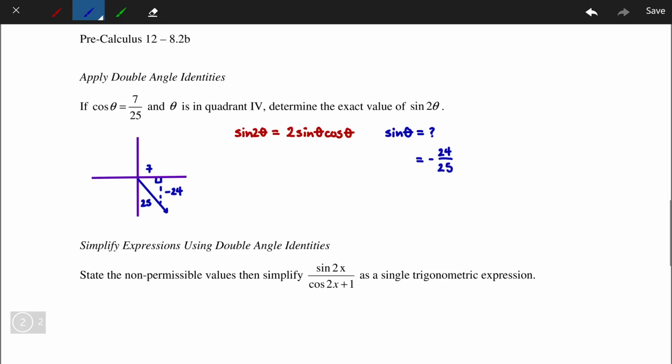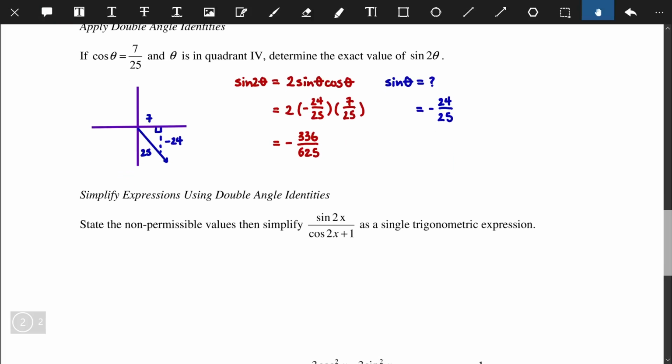Okay, so from here we can substitute these two ratios into our identity part here. So sine theta, of course, is equal to negative 24 over 25. And then the cosine ratio is 7 over 25. And so what we'll get is 2 times 24 times 7, and then that will be negative. So that's negative 336 is our numerator, and the denominator will just be 25 squared, which is 625. So that will be the value of sine 2 theta for this question.